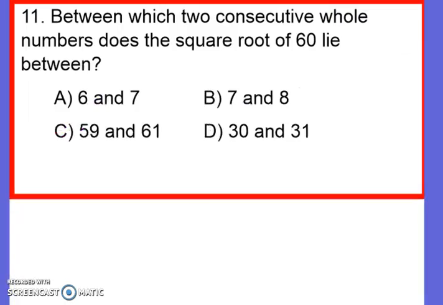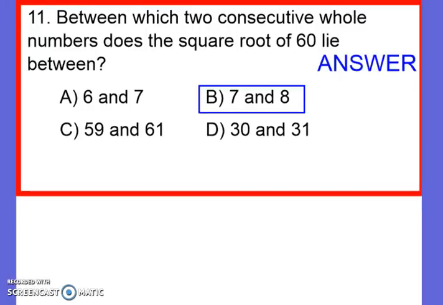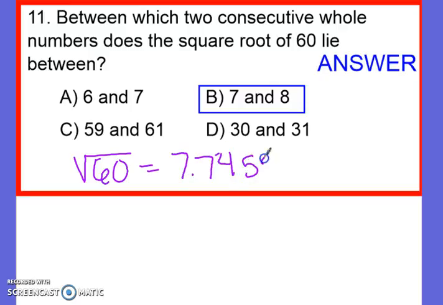Here's number 11. And here's the answer. All you need to do is put the square root of 60 into your calculator. When you do that, you should get 7.7459, right? So where does 7.7 go? I like to think of it in terms of money. So for me, that's $7.74. $7.74 is in between $7 and $8. So B is my answer.